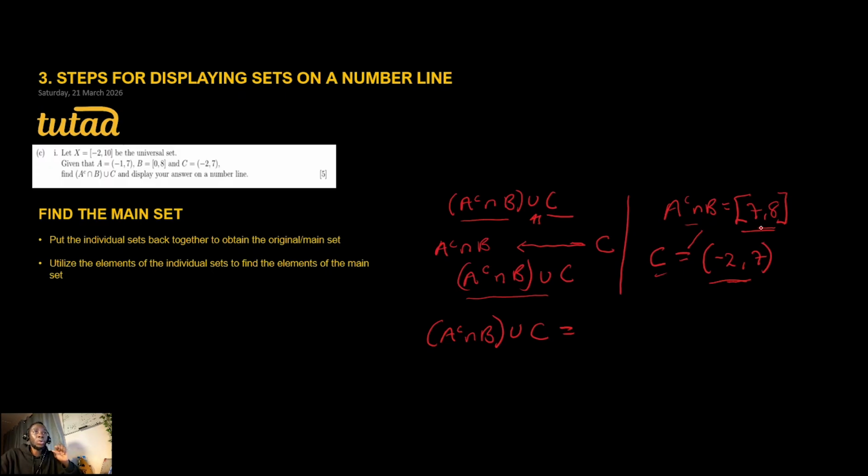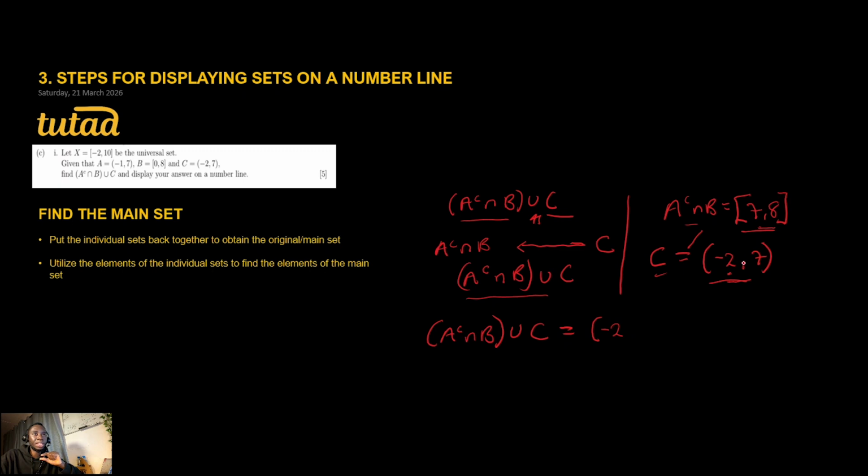So in this case, when we look at the elements in A complement intersection B and the elements in the set C, we can see that -2 is the least element. Therefore, -2 is going to be the first element in the set A complement intersection B union C. However, it is not going to be included because it has a parenthesis. It is not included in set C, therefore it is also not going to be included in the union of these two sets. So we're going to start with a parenthesis. We're going to have -2 as our lower boundary, and it's not included in our main set. So what then is our upper boundary?